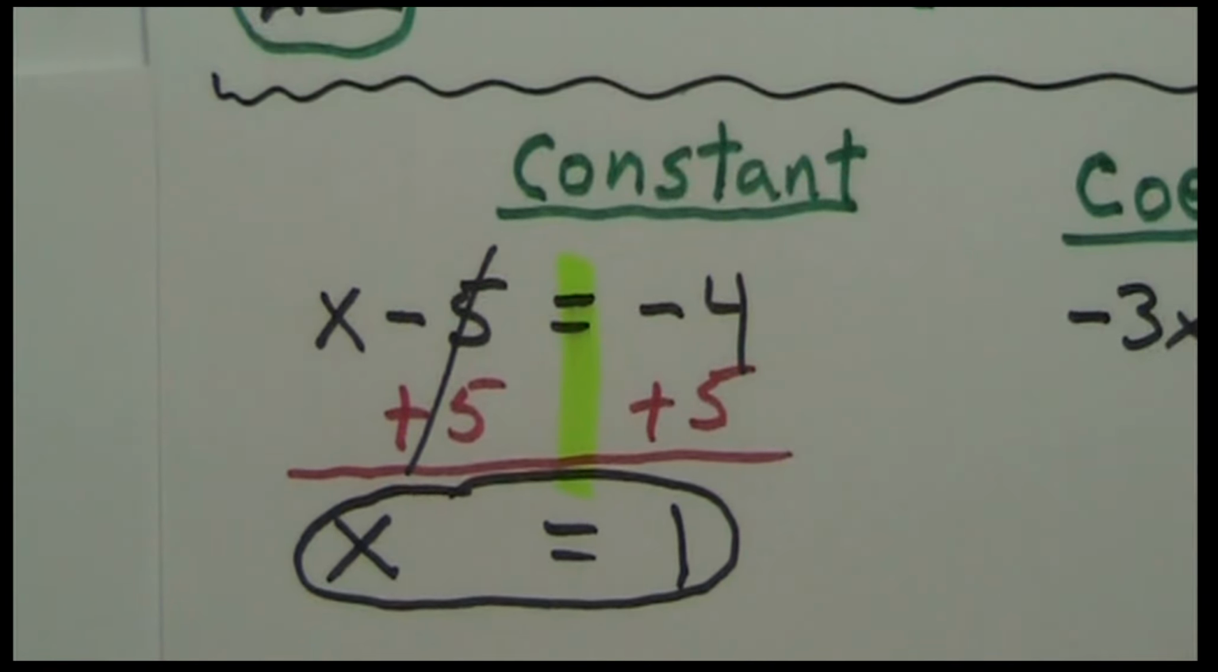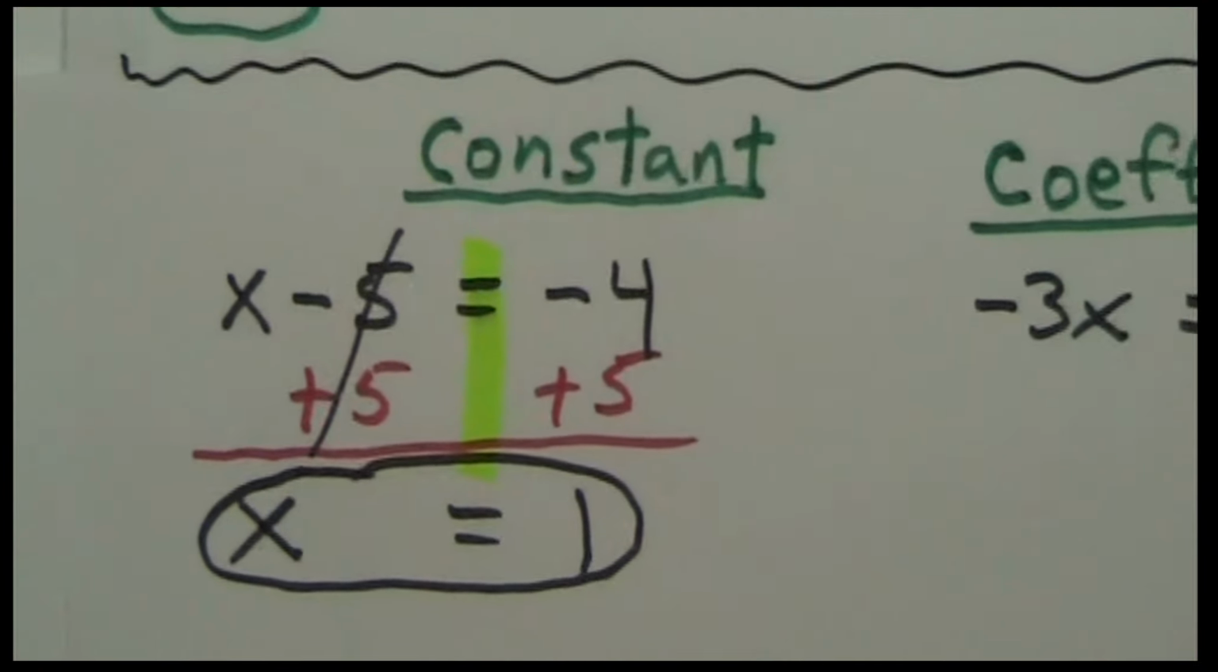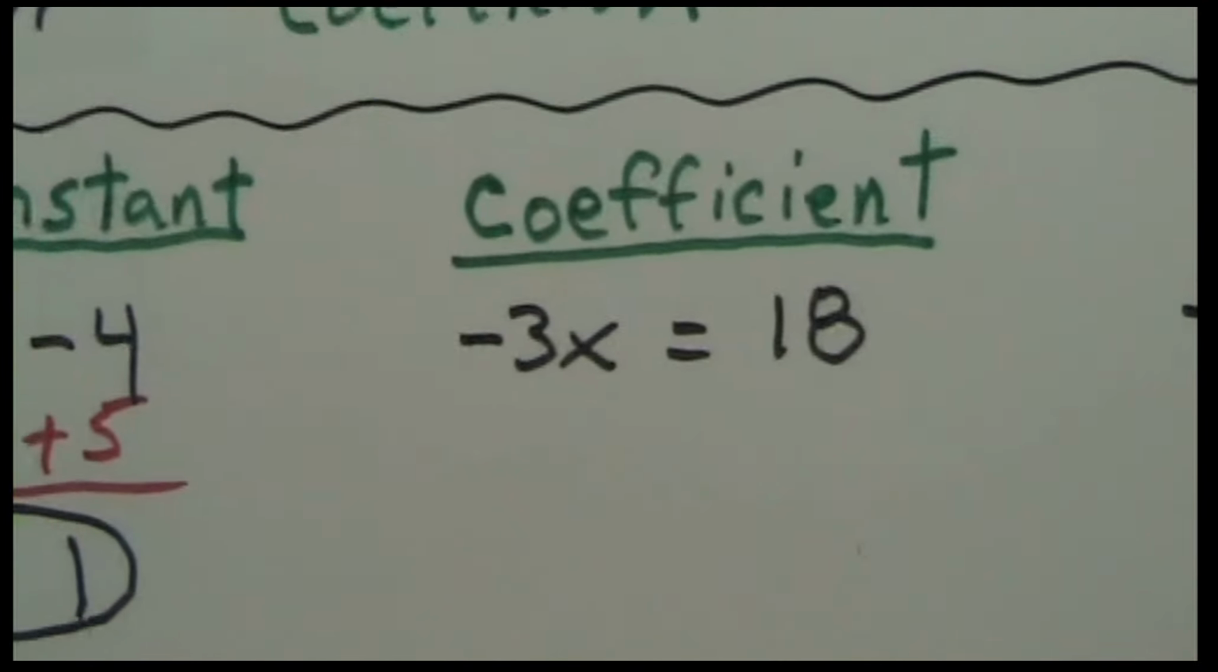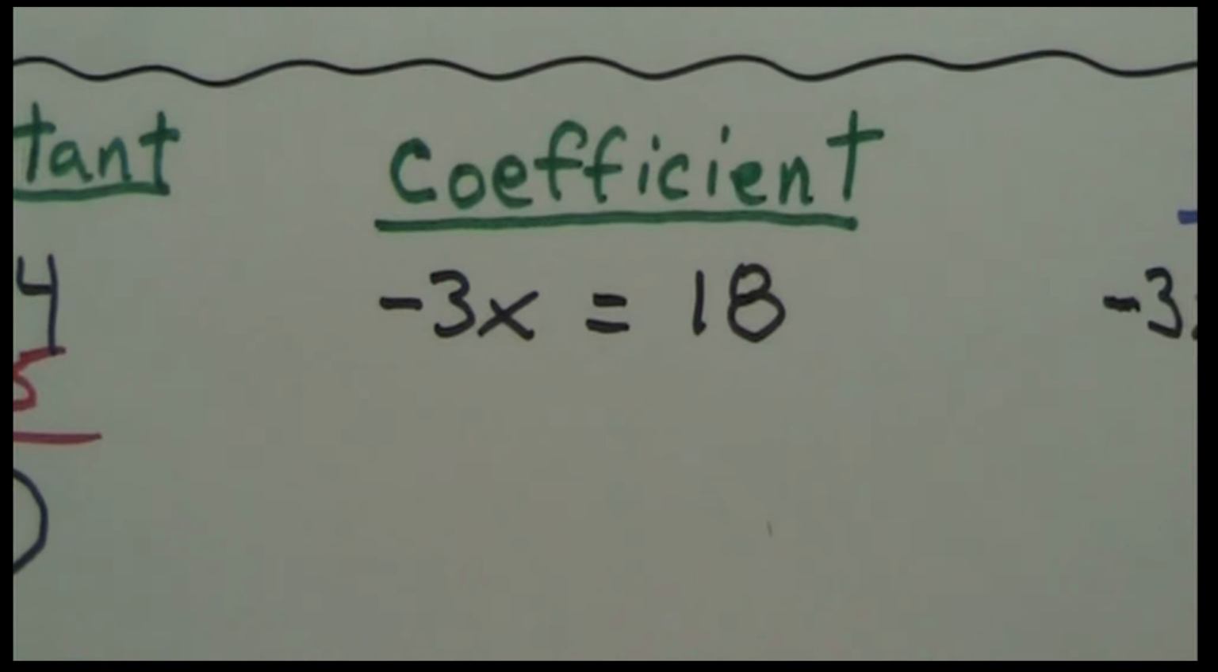All right, now let's go to the coefficient. A problem with coefficient. Notice there's a coefficient, a number next to x, and that's times. Well, you need to do the opposite operation.